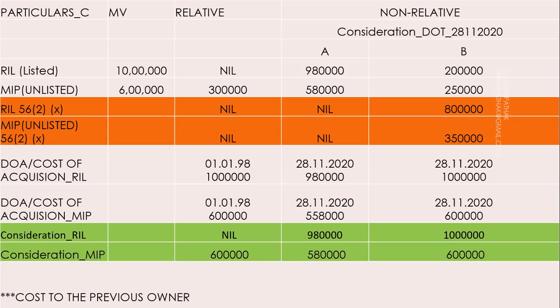If the difference is within 50K in the consideration, there won't be any tax qua listed or unlisted shares. And if I give a gift to my relative, the gift tax under 56(2)(x) will not be applicable. But for consideration, I have to consider my value in my books of account as the full value. So are you getting it? And in the case of relative, I got it. So these are the 3 points that are clear here.